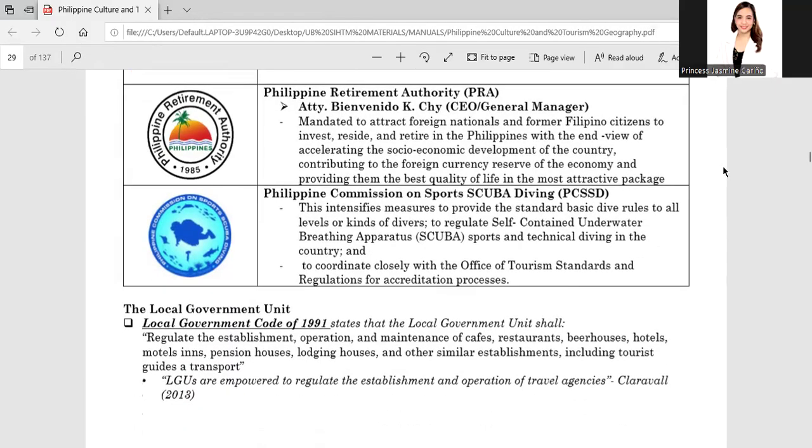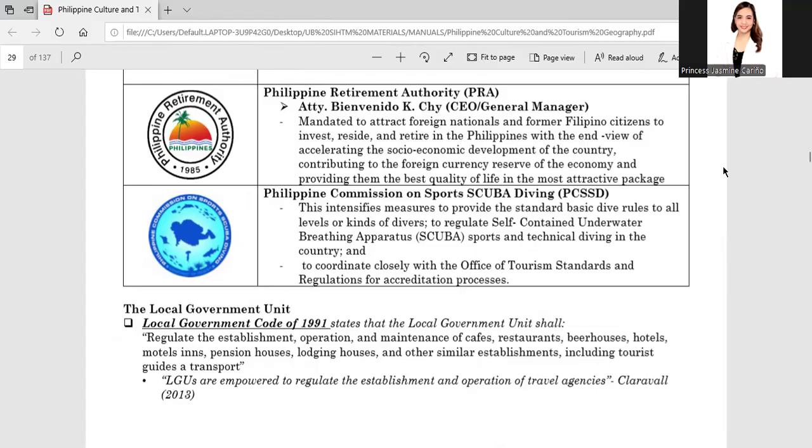Right, so we also have the PRA, or the Philippine Retirement Authority. All right, so it's mandated to attract foreign nationals and former Filipino citizens to invest, reside, and retire in the Philippines with the end view of accelerating the socio-economic development of the country, contributing to the foreign currency reserve of the economy, and providing them the best quality of life in the most attractive package.